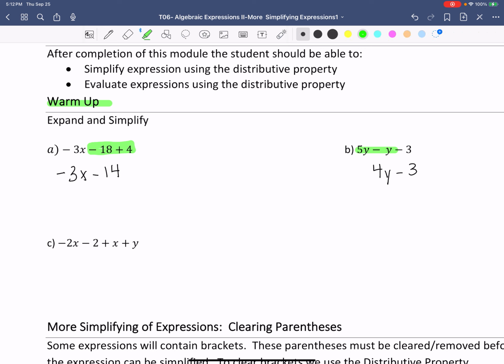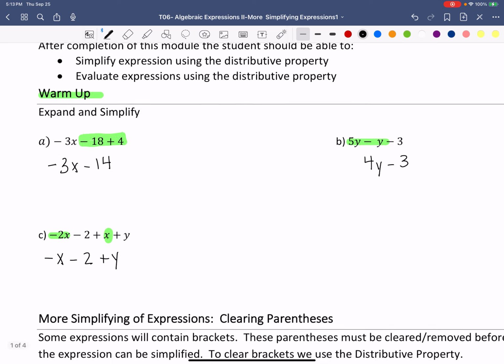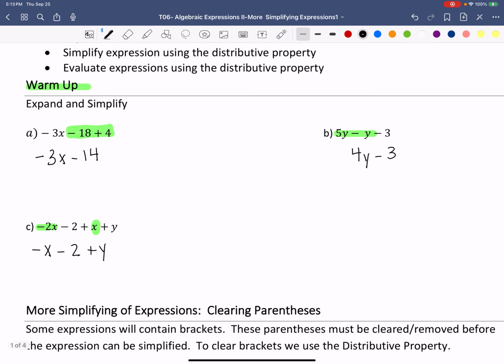In question C, same thing. We're going to identify like terms and see if we can simplify those, which we can. And then the rest, we have a constant, and then we also have another variable, which we can't simplify any further. So negative 2x plus 1 is going to give us negative x, or negative 1x if you want to think of it that way. And then negative 2 is going to stay, and plus y is going to stay as well. So that's a nice little warm up, basically reviewing some questions that we already worked on Thursday.